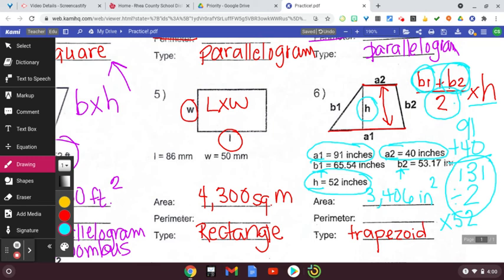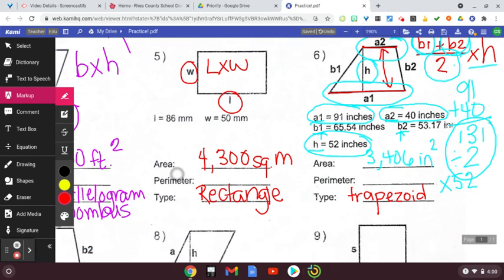Okay. Technically, what this formula actually really means is that you're finding the average of this base and this base. And when you find averages, you're dividing by how many you have, which is divided by 2, and then you're multiplying it by your height. So it's very similar to the area of a parallelogram.